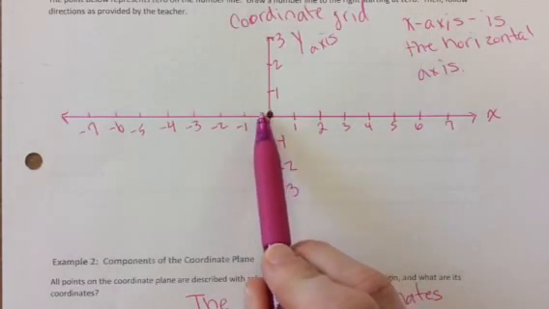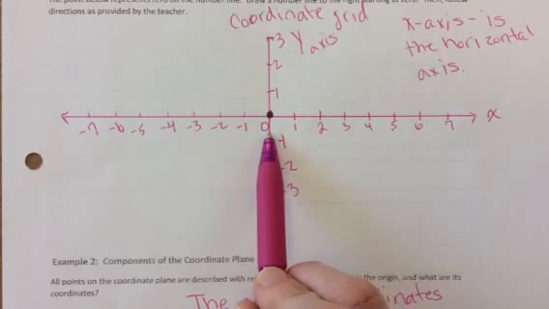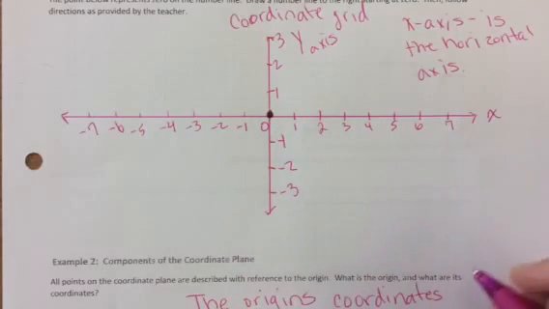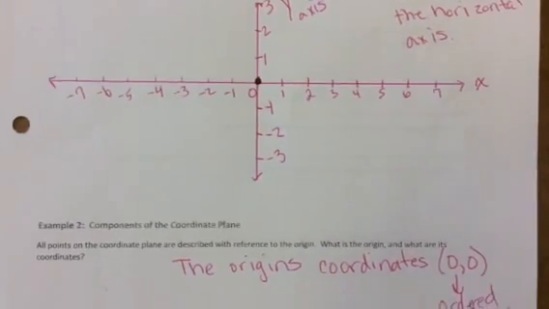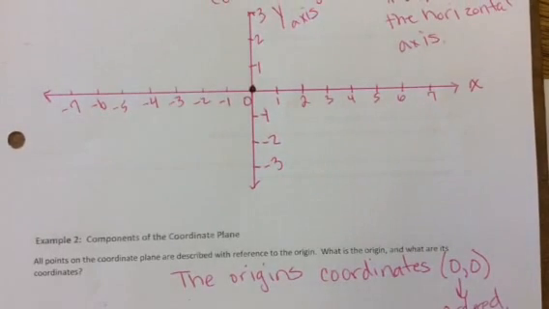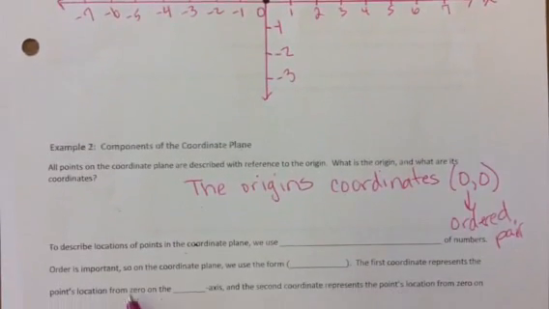so it's where it is on the x-axis and where it is on the y-axis. Well, it's at 0 on the x-axis and at 0 on the y-axis. So when I say what are the coordinates, I'm asking for the ordered pair. So this is called an ordered pair. Okay, so make sure you write that down, that this is an ordered pair. To describe the locations of the points in the coordinate plane, what do you think it's going to go in here? We use blank of numbers.